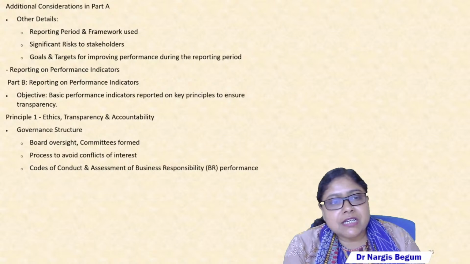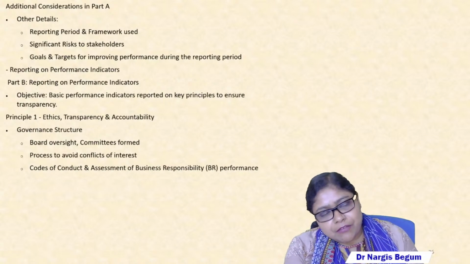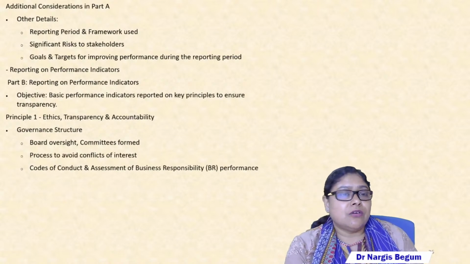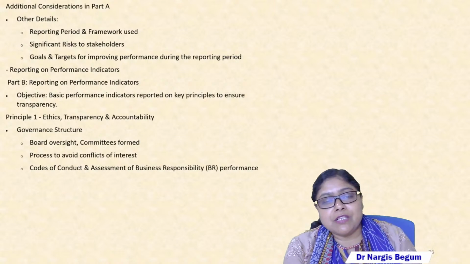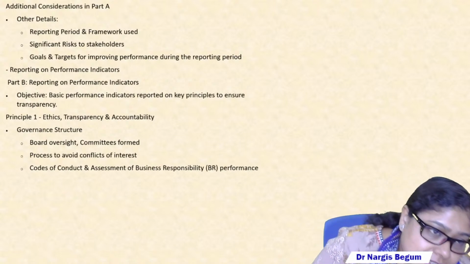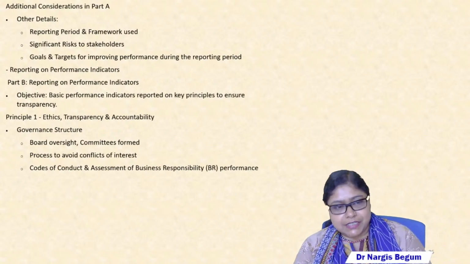There is additional consideration in part A, that is the reporting period and the framework that is being used, significant risk to the stakeholders, goals and targets for improving the performance during the reporting period, etc. Now reporting on performance indicators is also done. So this is part B, wherein the reporting on the performance indicators is done.